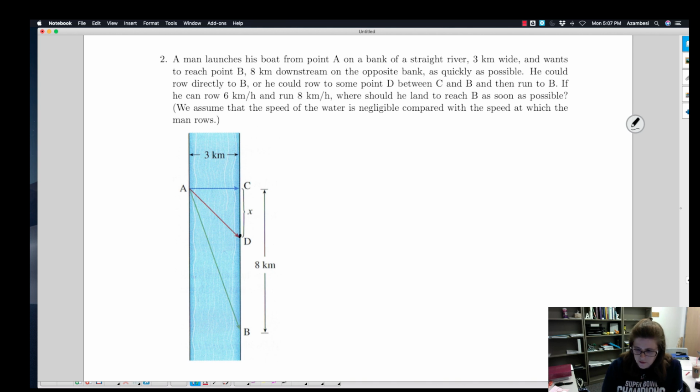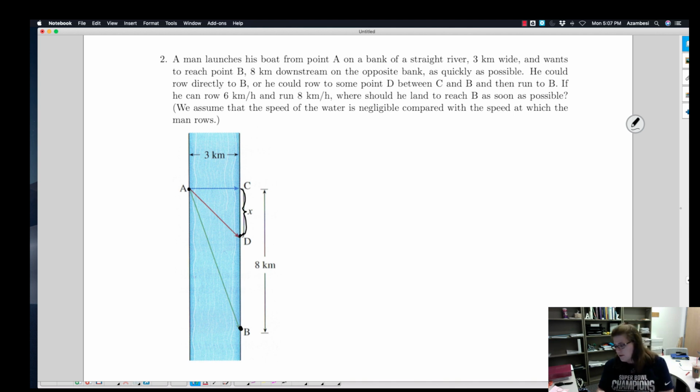We assume the speed of the water is negligible compared with the speed at which the man rows. So we have to figure out how far this distance X is that this person is going to land on this riverbank. He's starting at A and he's trying to get to B as quickly as possible. So he could go straight across the 3 kilometers, and he could travel the 8 kilometers all the way down the side of the river, or he could cut it at an angle and hit a point in between and then just have to run part of the way.